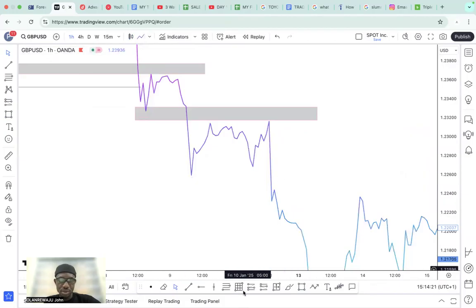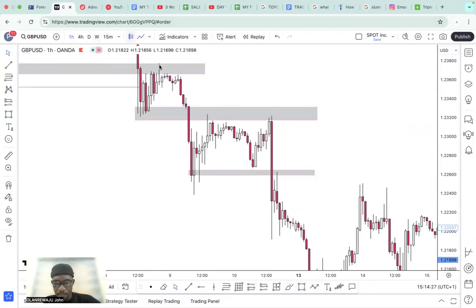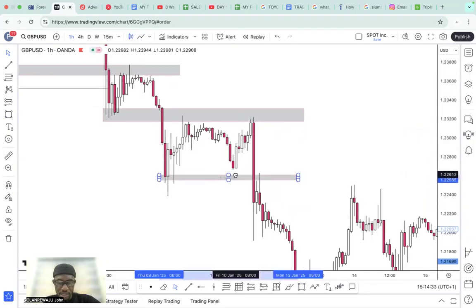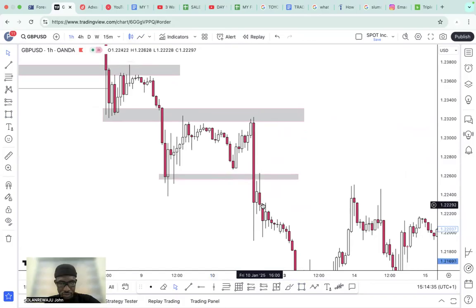This region, a new support. What did the market do around that place? Let us watch to see again. Can you see what the market did? Tapped into all of that and gave us a what? A bearish engulfing. This one.